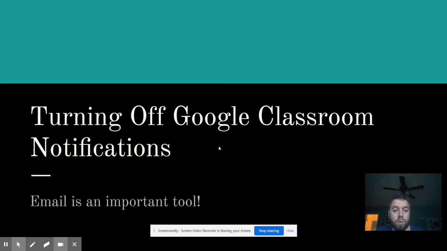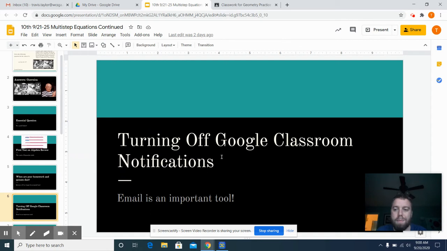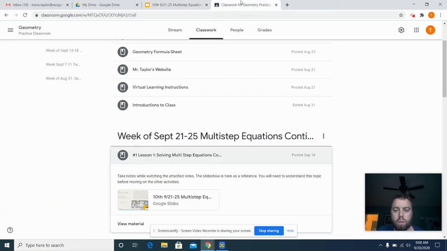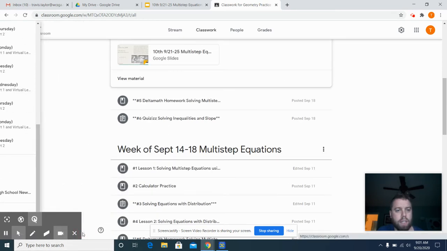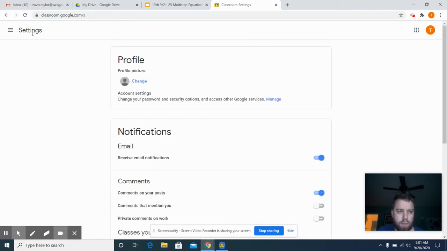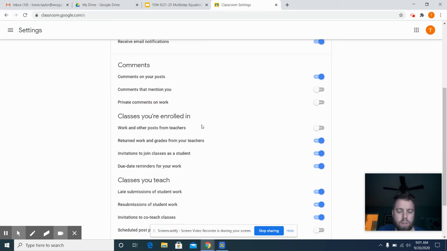Now, turning off Google Classroom notifications. A lot of you have been receiving loads and loads of announcements from Google Classroom, so we need to make sure that we know how to turn that off for our email to make our email more useful. I'm going to go over to Google Classroom. It doesn't matter which one you're in, you're just going to click the three bars at the top left. Click on that. You're going to scroll down to settings. Clicking on settings, you can scroll down to classes you're enrolled in.